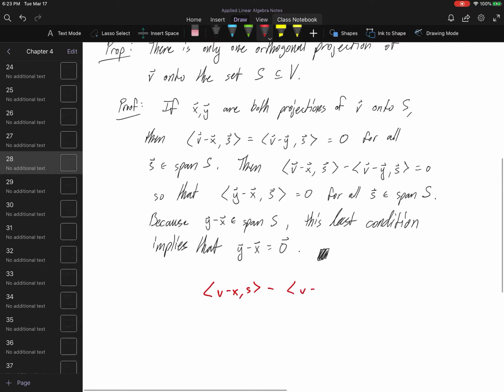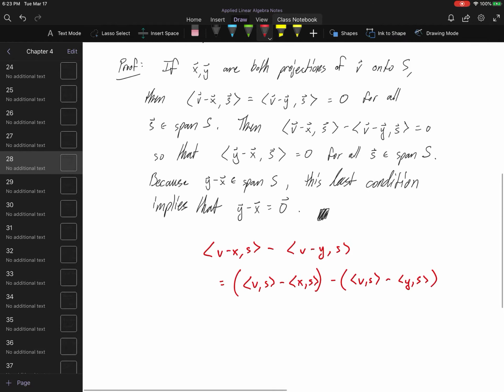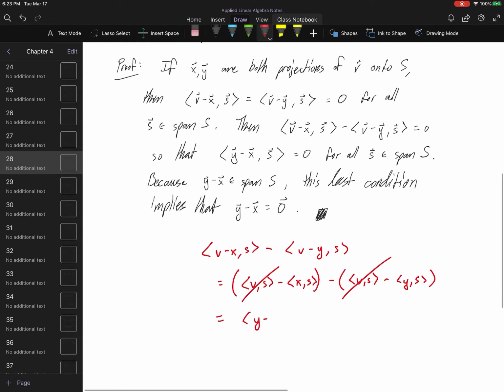So in particular, look what happens. If I scroll down here, v minus x inner product s minus v minus y inner product s. I invoke linearity on the first bit, so this is v with s minus x with s, and then I subtract off v with s, angle bracket, and it'll be a minus y with s. So I'm invoking linearity here.